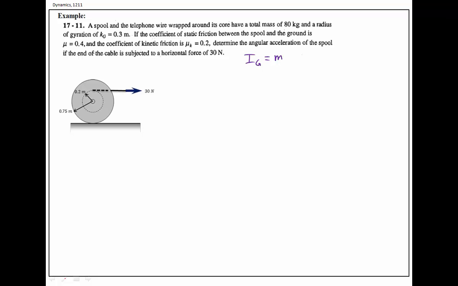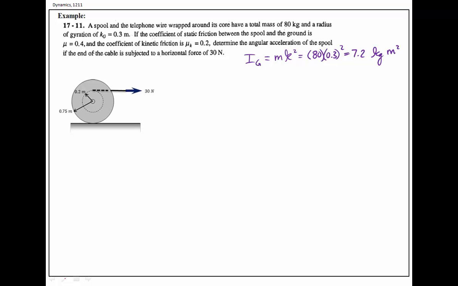One of the things I want to get out of the way is find out what my mass moment of inertia is. Once again, they gave us the radius of gyration. So we take the mass times the radius of gyration squared, and we get a lovely 7.2 kilogram meter squared.